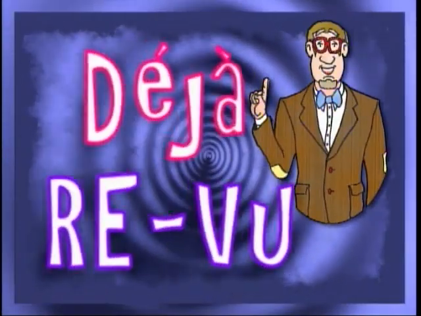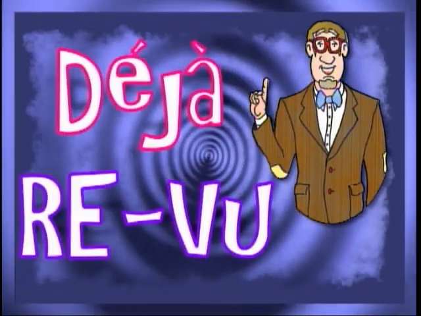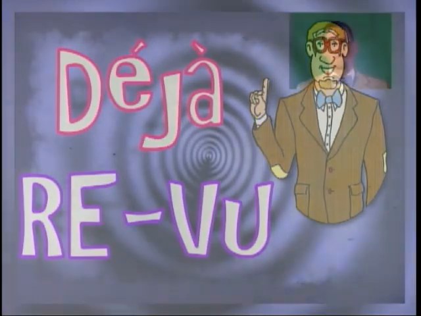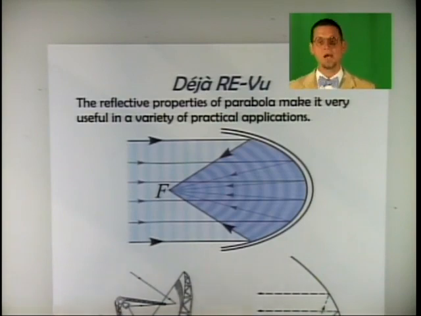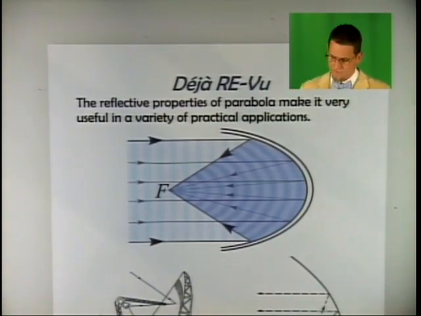Now it's time for Deja Review. All right, we'll kind of keep the trend going on Deja Review of looking at the reflective properties of the conics. And the parabola is no exception. It is a beautiful conic because of its reflective properties.